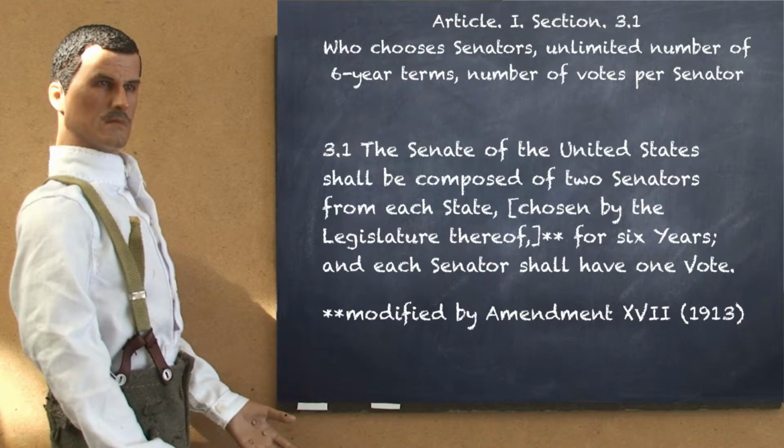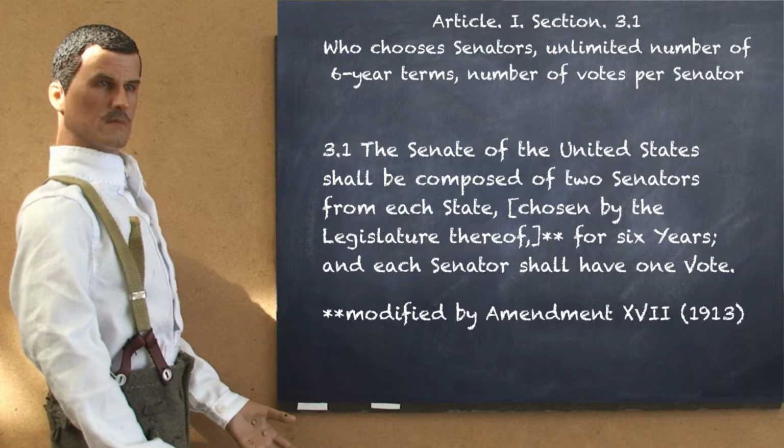So Section 3.1 is who chooses senators and the terms. I'll read it here. It says, the Senate of the United States shall be composed of 2 senators from each state, chosen by the legislature thereof for 6 years, and each senator shall have 1 vote. Now, if you notice, I've got one part in brackets there, chosen by the legislature. That was modified by the 17th Amendment in 1913. So they used to be chosen by the legislature, but now they're elected by the people.